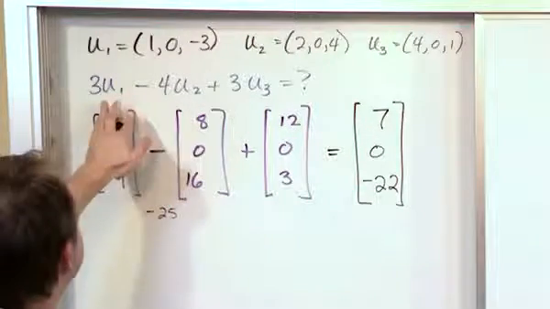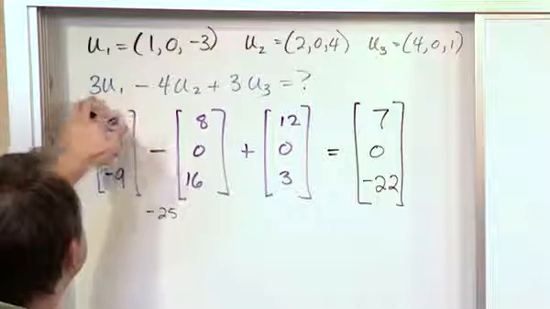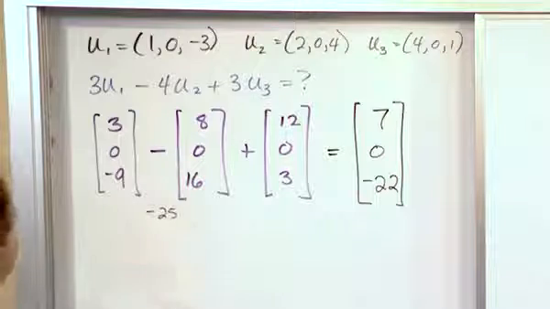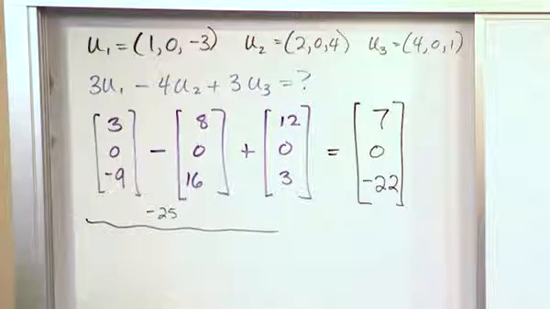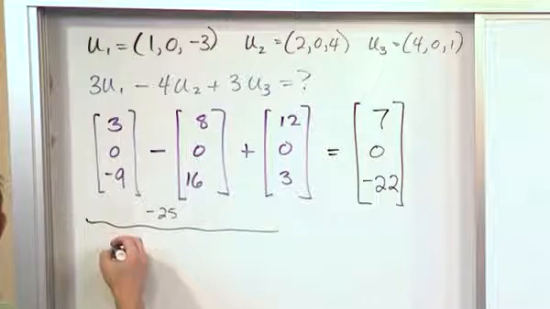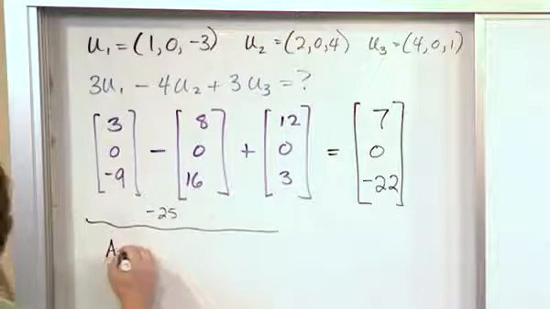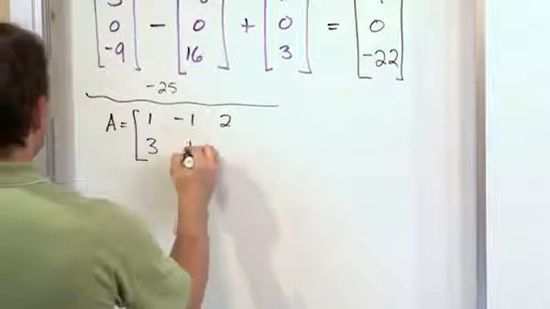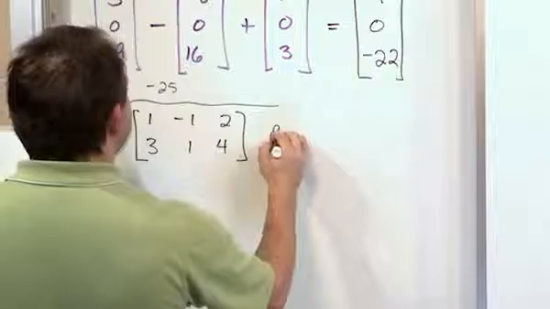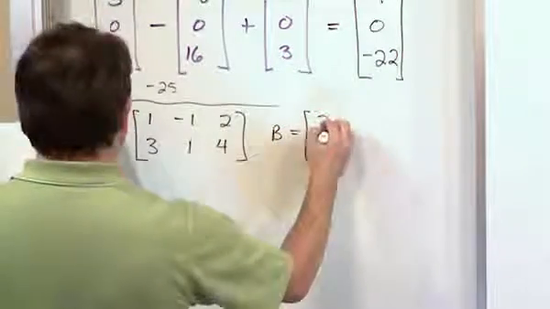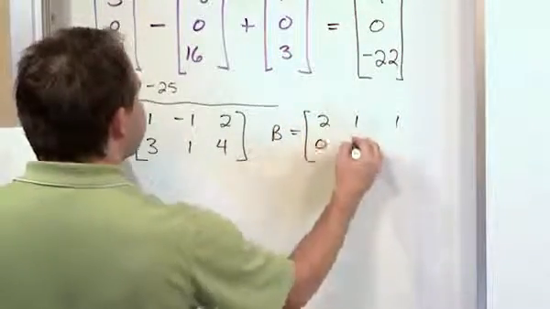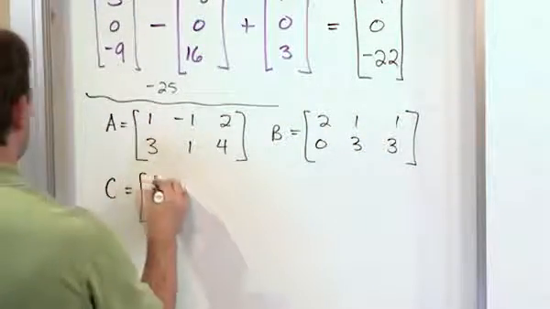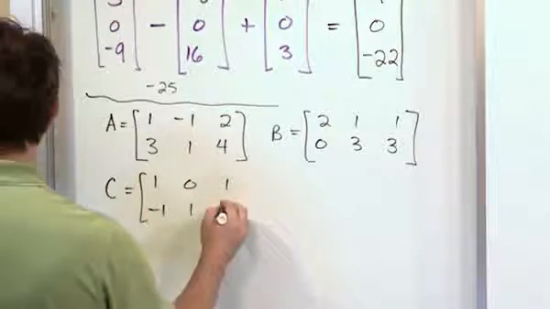This is a very common thing you might see on a test, when you're asked to combine multiplication by a scalar with addition of n-tuples or of matrices. All right, now let's say we have matrix A is 1, -1, 2, 3, 1, 4. Matrix B is 2, 1, 1, 0, 3, 3. And matrix C is 1, 0, 1, -1, 1, 2.